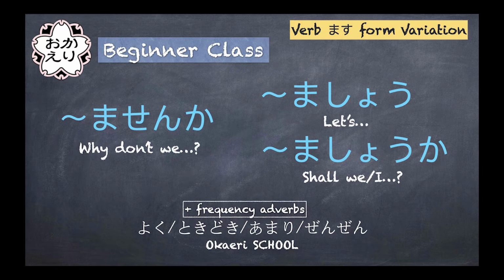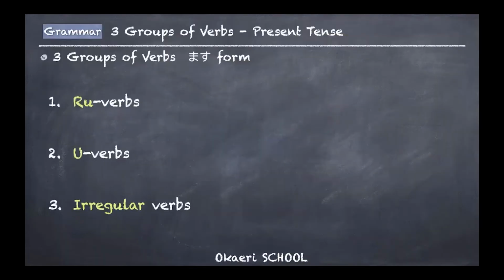Plus, we'll have a look at frequency adverbs, which describe how often you do things. For example, よく、時々、あまり、全然. We'll see. Good. Well, let's start with reviews. Well, verbs.